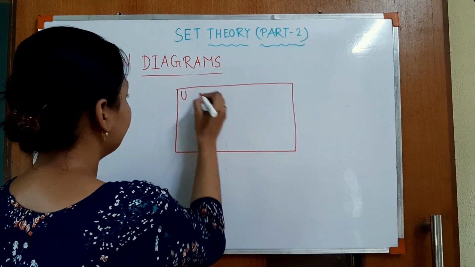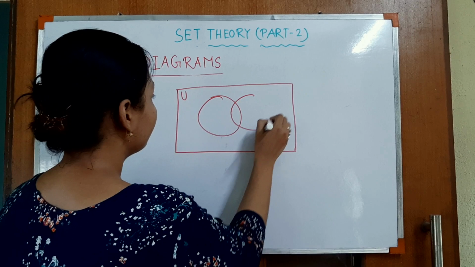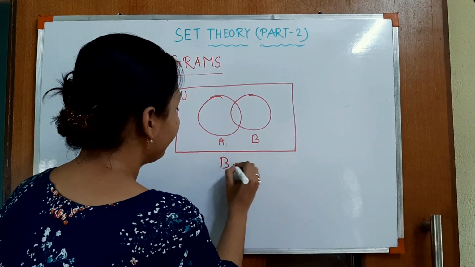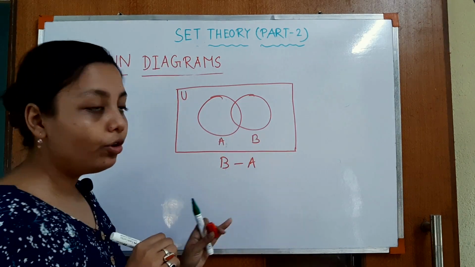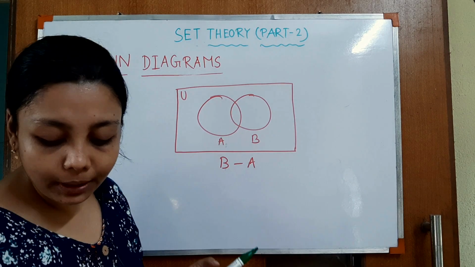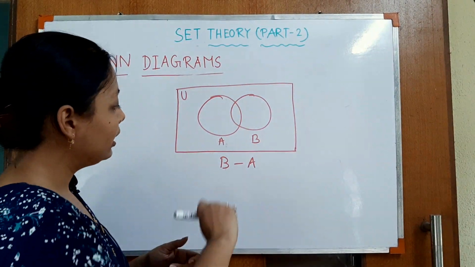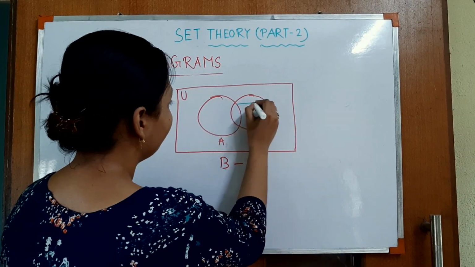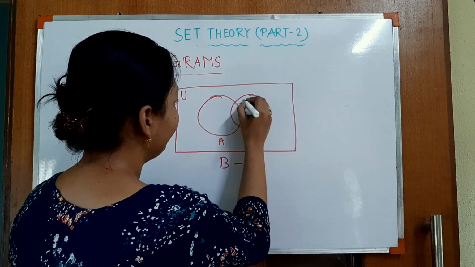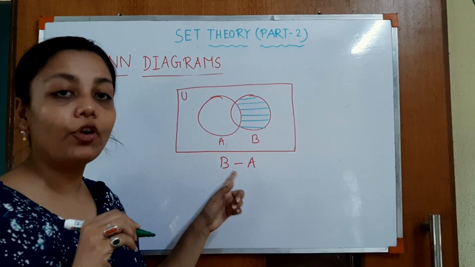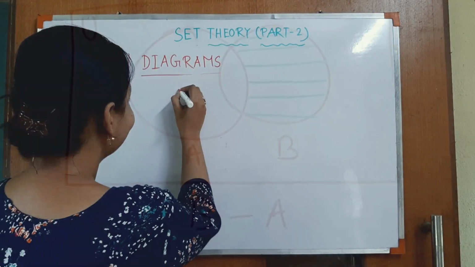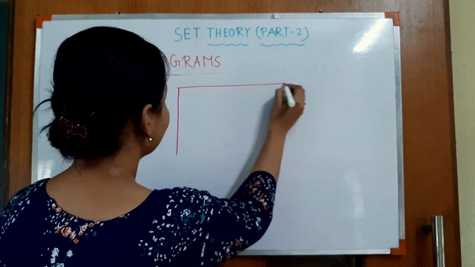Our next Venn diagram. This is the universal set. These are two sets A and B, and the relation between A and B is B minus A. It means remove the part of A from B. If we remove the part of A from B, then we get this shaded portion, and this is the Venn diagram for B minus A. Okay, please note it down.